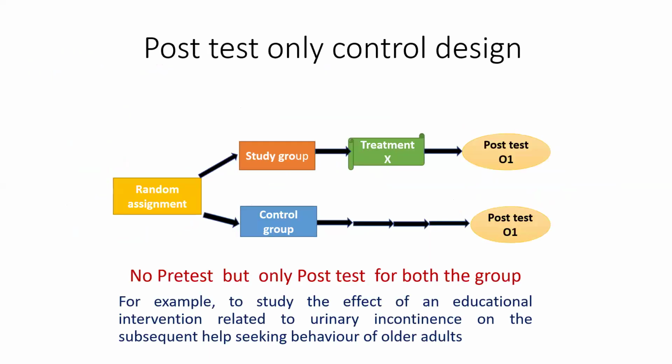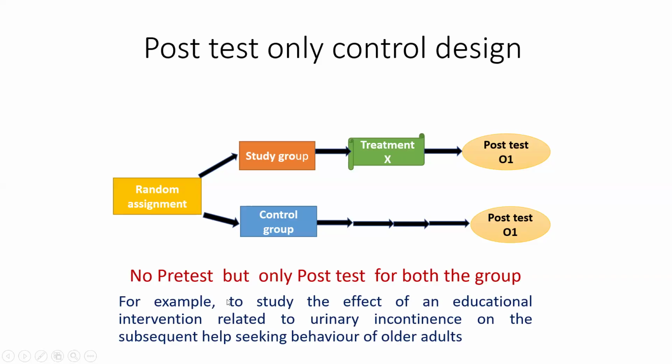Here you can look at the picture, where randomization is carried out and equal chances have been given. The study group is exposed to the treatment and a post-test is carried out. The control group is not exposed to the treatment, and a post-test is also conducted. So there is no pre-test, only a post-test for both the groups. This is called the post-test only control group design.